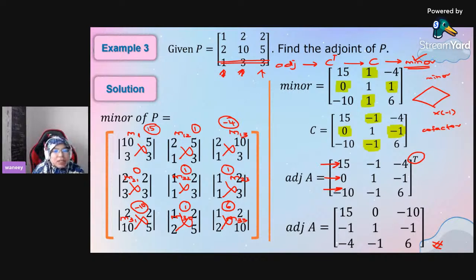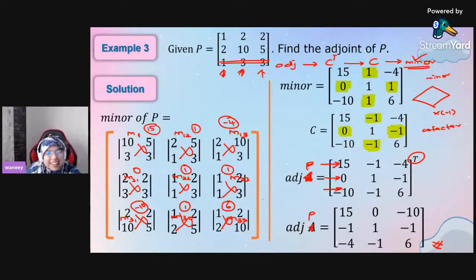So that is our adjoint. Kenapa adjoint A, adjoint B? Ha ha ha. Masa copy lupa nak delete. Adjoint P. Kecil lah tu.